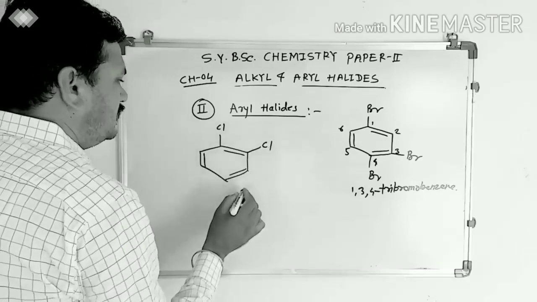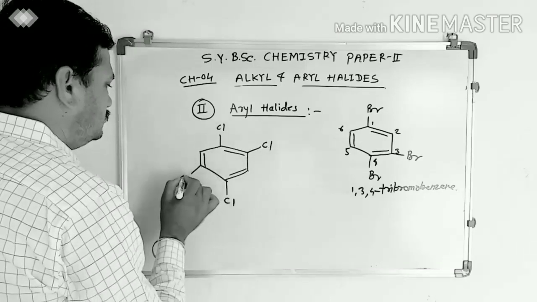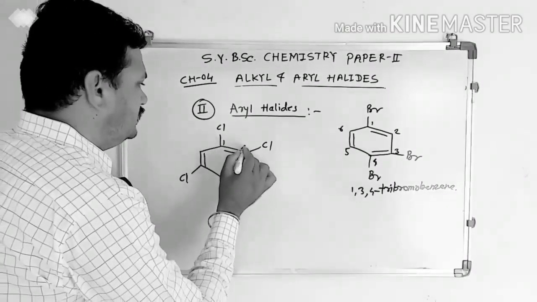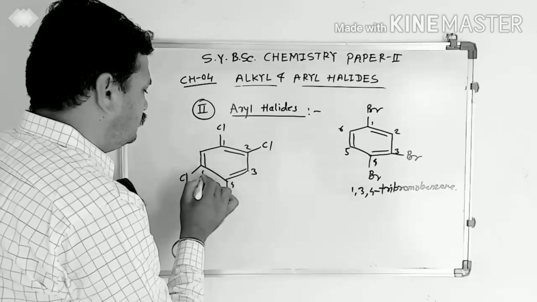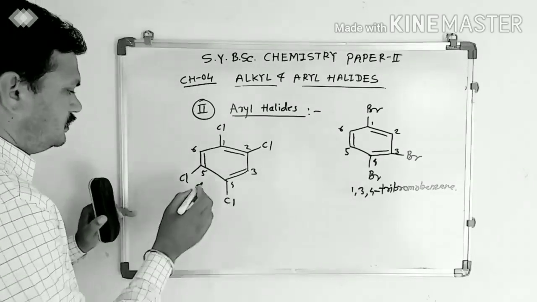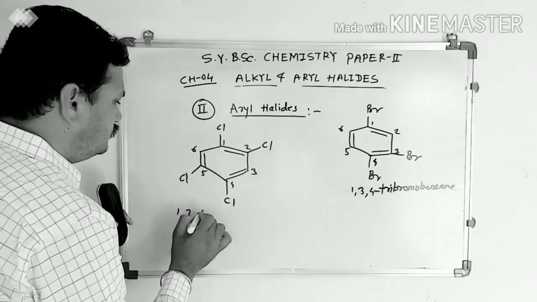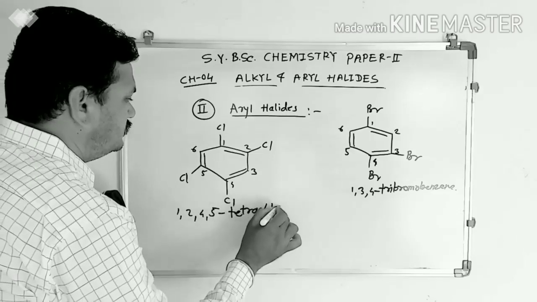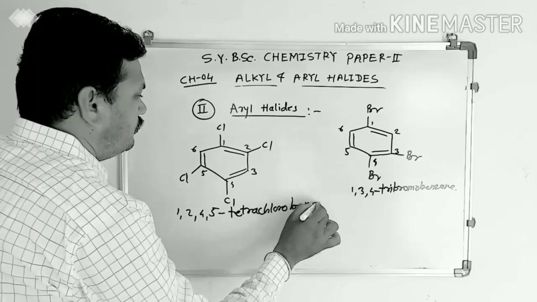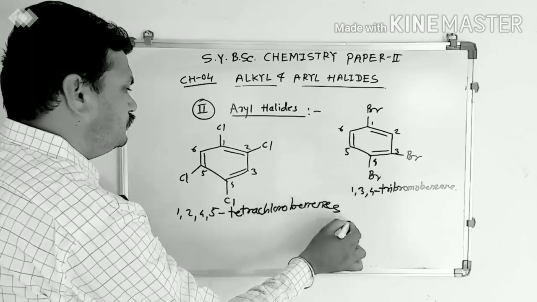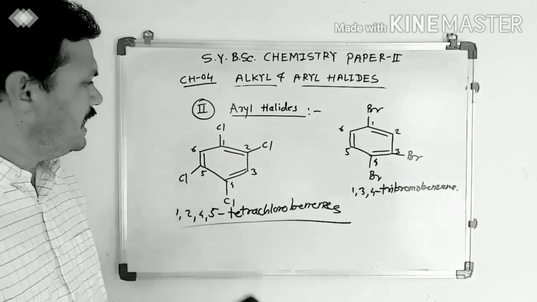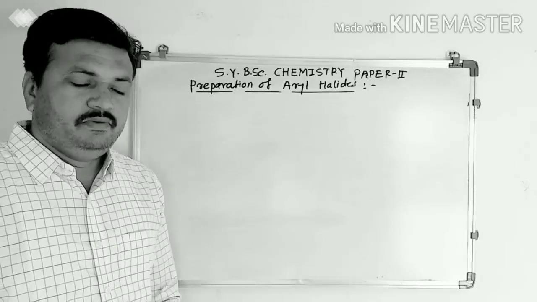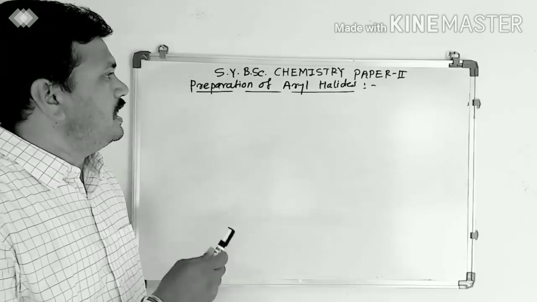Another example, it is Cl, Cl, Cl, Cl. If there are 4 chlorine atoms, then again numbering from this carbon 1, 2, 3, 4, 5, 6. 1, 2, 4, 5 tetrachlorobenzene. Okay. Now we will see the preparation of aryl halides.